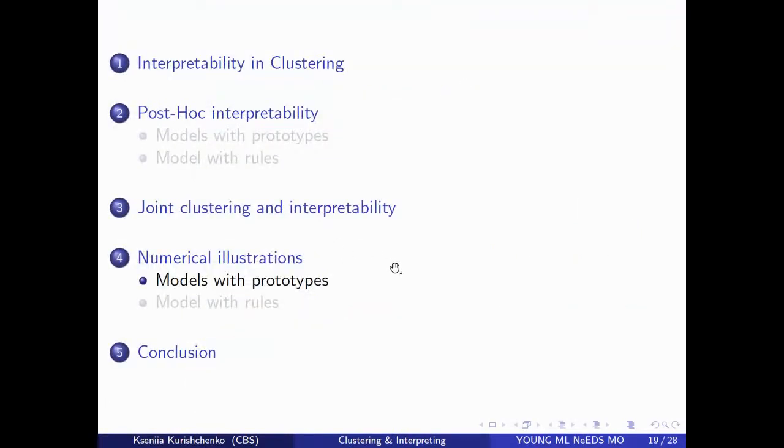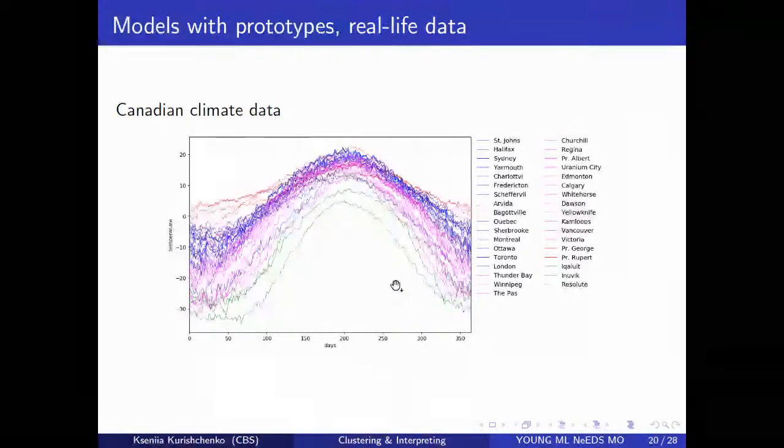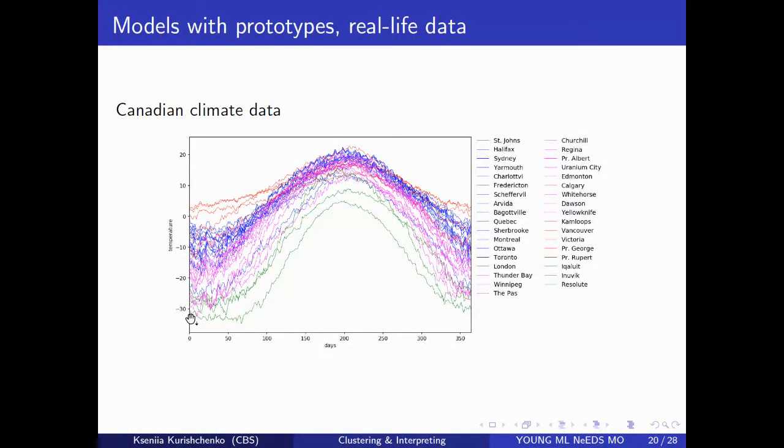Okay, so now I wanted to show you some numerical illustrations, and first I will start with the model with prototypes. Here is our real-life data. This is Canadian climate data. Our data is these 35 curves of annual temperatures, and we consider the distance between two curves as the Euclidean norm between two vectors. As you can see, the data is grouped by different colors into 4 clusters. And now we want to choose our prototypes.